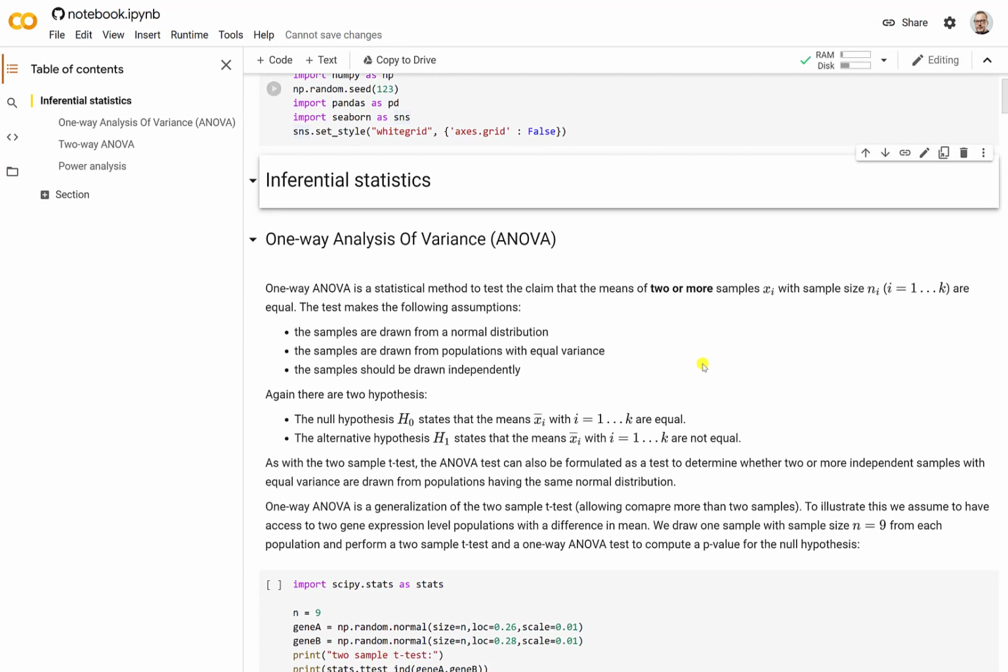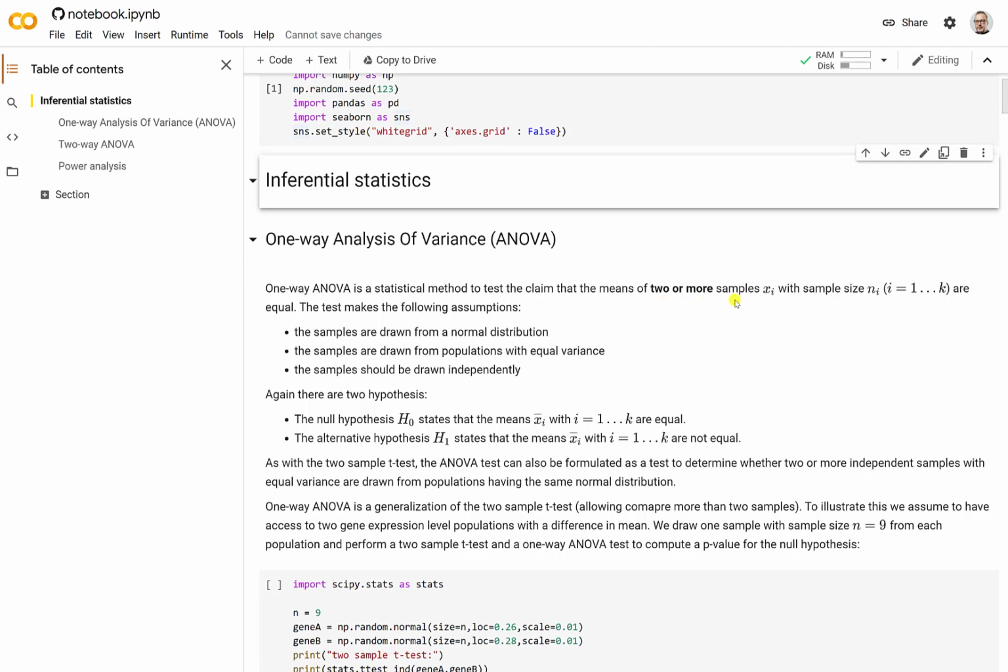Again, one-way analysis of variance is a hypothesis test, and similar to the two-sample t-test, it tests the equality of the means between samples, except the difference now is that we don't have two samples, but two or more samples, and typically we say we have k samples. Each sample has a certain sample size, n_i. That's the main difference: it tests for the equality of the mean of two or more samples.